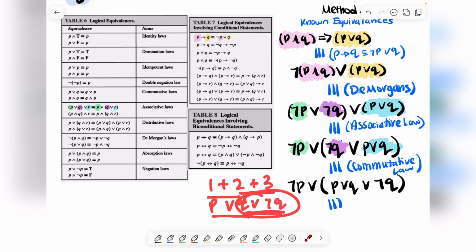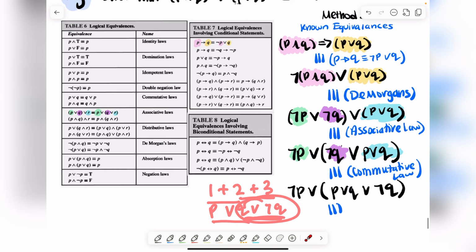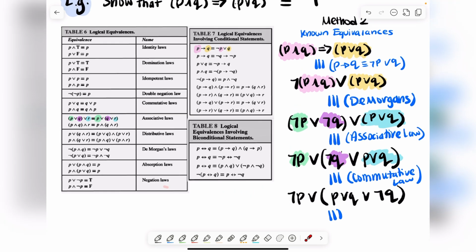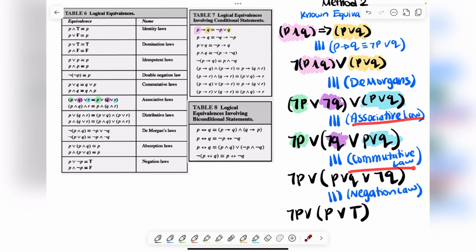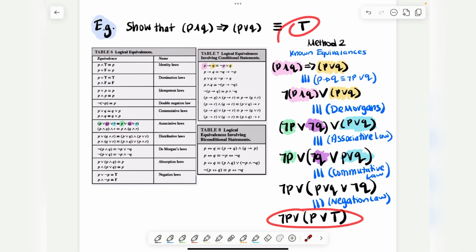I'm going to do this first. Why? Because I know that there's a law that says if you have something or its opposite, it's always going to give you true. So I'm going to drop everything else down, not P or, and then this itself becomes true. And that is the negation law. So we use the associative and commutative laws to get this pair together so that we could use the negation law. Now this still isn't this, so we keep going.